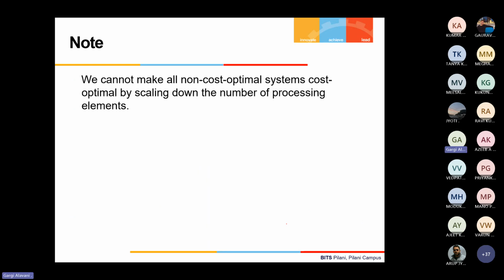Okay. So, having said that, we cannot make all the non-cost-optimal systems cost optimal by just scaling down the number of processing elements. It's not possible. Okay. But this is one example where we could do it, but not every solution can be made cost optimal.